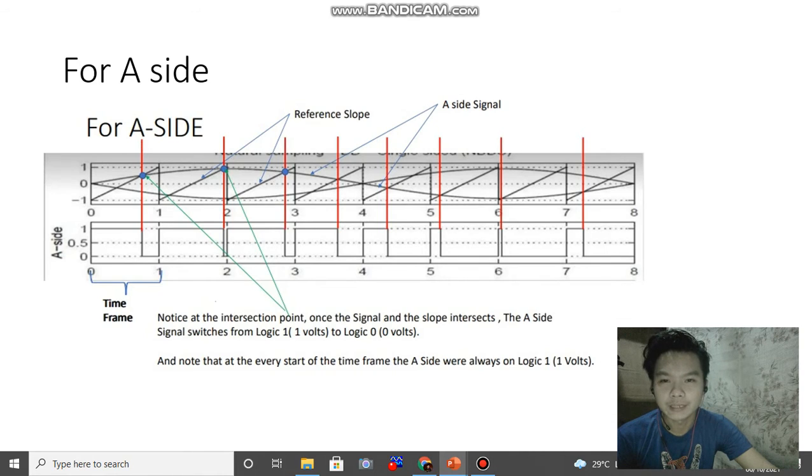So for the A side, can you see the reference slope, the blue dot. You can notice the intersection point: once the signal intersects the slope, the A side signal switches from logic 1, or 1 volt, to 0 volts, and note that at every start of the time frame the A side is always logic 1, or 1 volt.